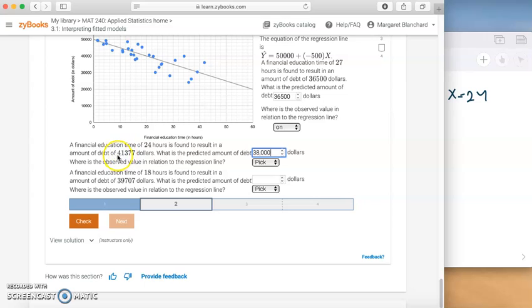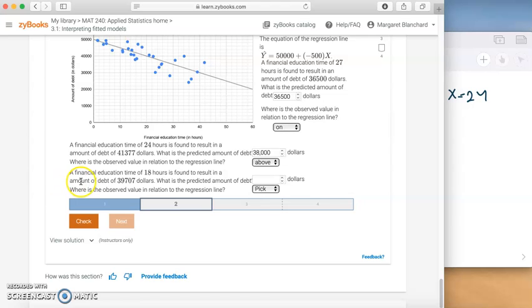Well, the observed is 41,000. The predicted amount is 38. So it is above the regression line. That would mean that if we were to plot it over here, we would see it up here above the line.